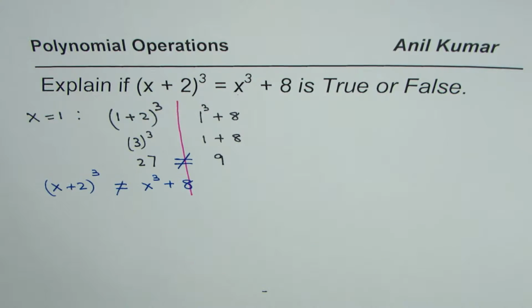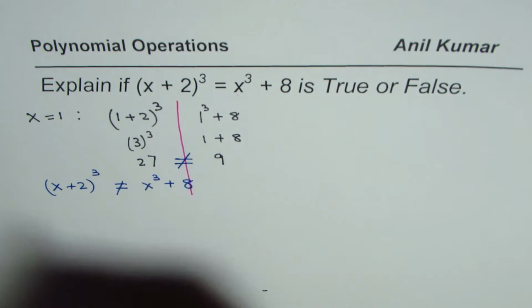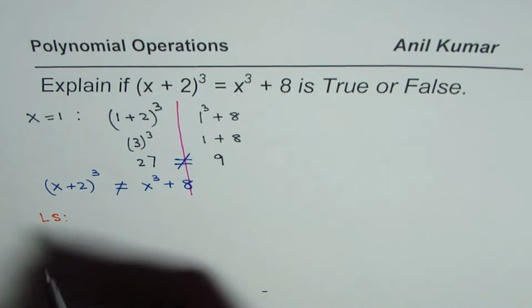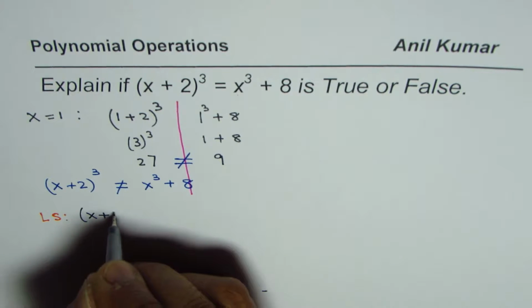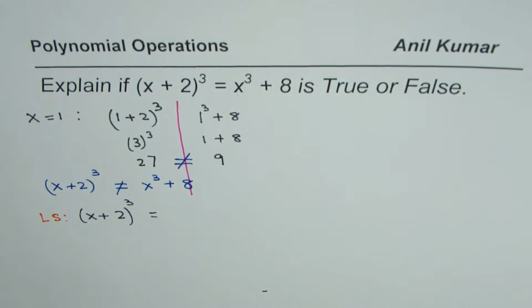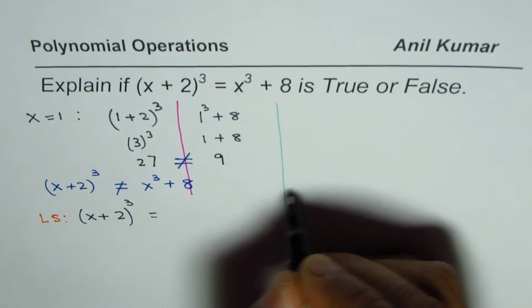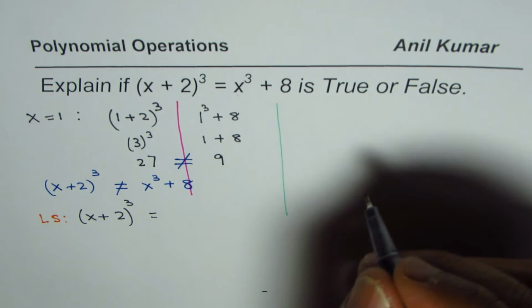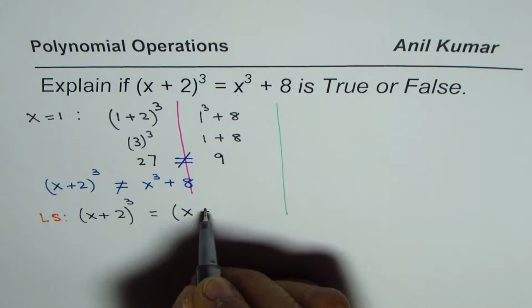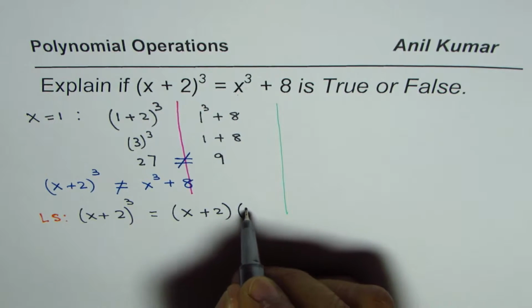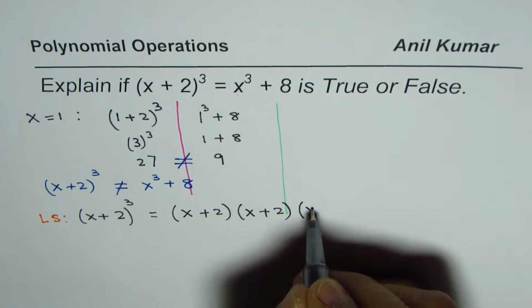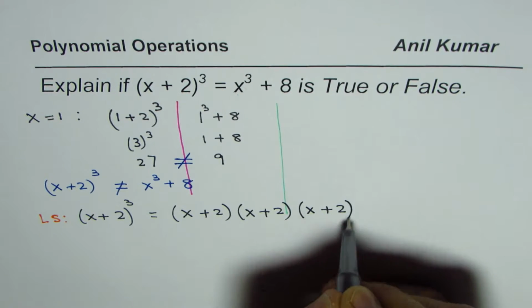The other way is we can actually expand the left side. So we'll begin with the left side. Left side for us is (x + 2)³. Now, some of you who know the expansion can write directly. But what we will do here is use the distributive property in the most basic way. So cube means (x + 2) times (x + 2) times (x + 2).